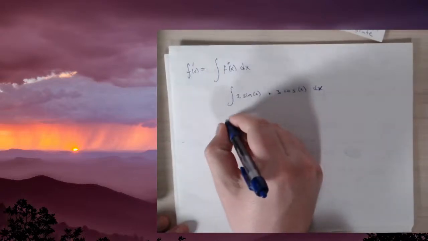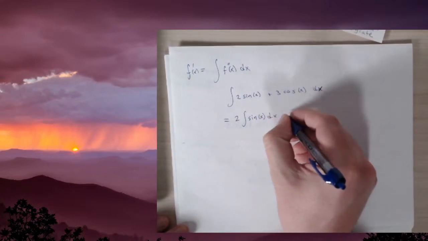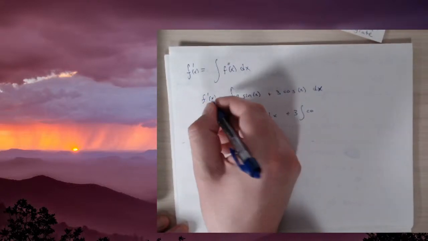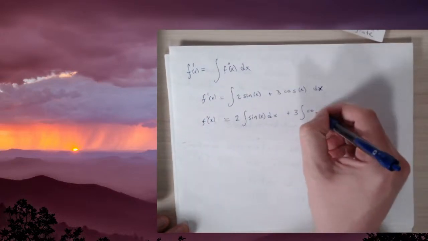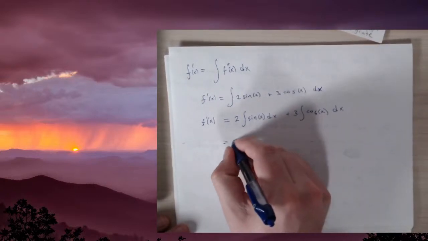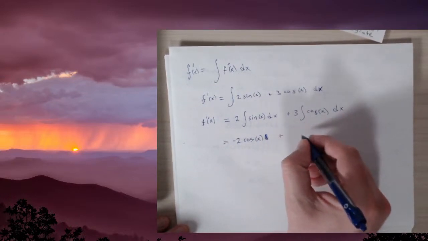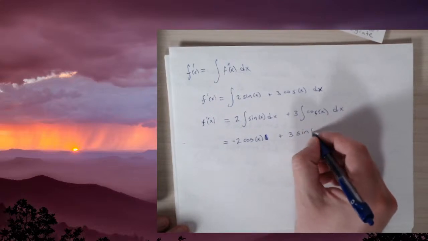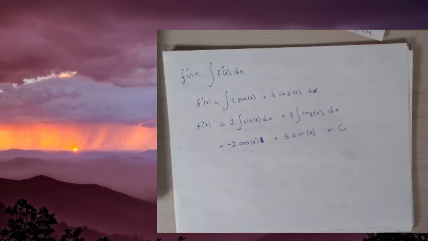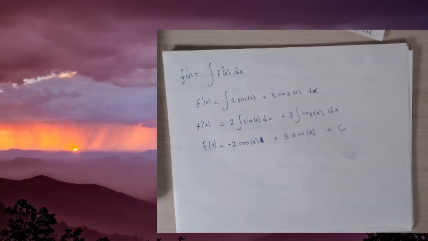Okay, so we can break it up into pieces, right? This is the same as 2 times the antiderivative of sine of x dx plus 3 times the antiderivative of cosine of x dx, yeah? So this is going to be negative 2 cosine of x plus 3 times sine of x plus, let's call it, constant 1. Right? So we're halfway there.